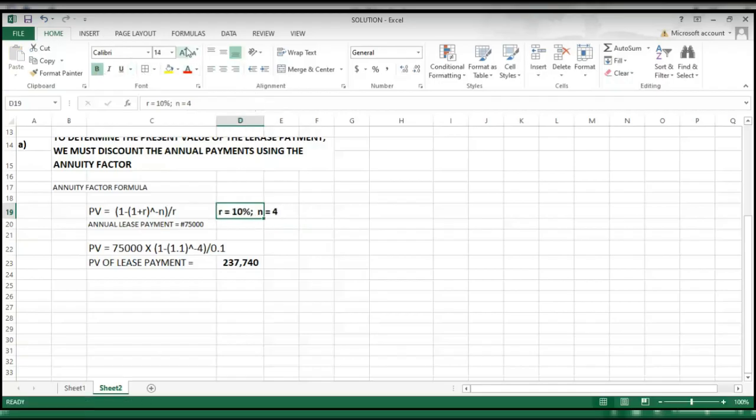That's what we did. Our R is 10%, our N is 4, and therefore the information here is put into this formula, and then we arrive at this amount. So we go to B part of the question now. B part of the question.